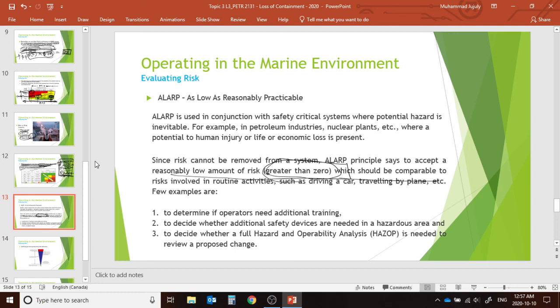A few examples, as I gave the example of driving the car, or an operator needing additional training and using PPE. For instance, right now we have the pandemic and we should wear the mask. Gloves, masks and maintaining distance are a perfect example of ALARP. We know there's a risk to go outside, but we have to go outside sometimes for shopping, for groceries and so on, but we will use the safety gear. So that's an example of ALARP.